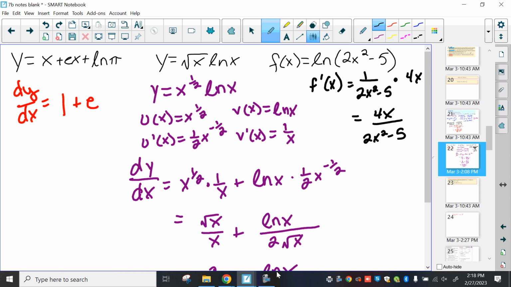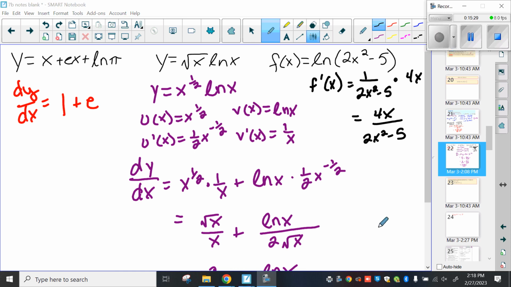So we added 2 new functions. That's all we did. We looked at the derivative of e to the x, and we looked at the derivative of the natural log of x. Those are the 2 that we just added. Everything else was just practicing other things we know already. Okay, maybe looking different.